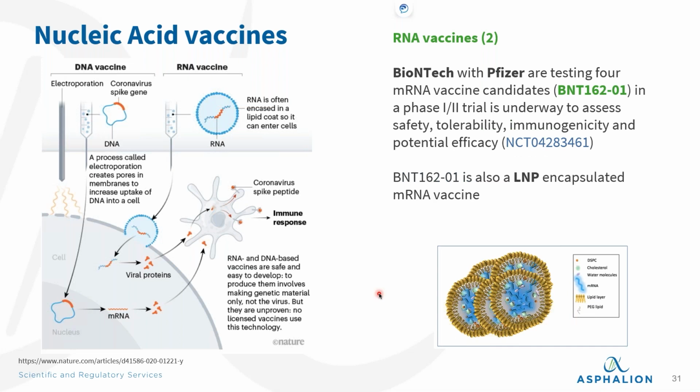The second RNA vaccine that's also received a lot of attention, which is being developed in Europe by a European company, is the mRNA vaccine BNT162. So BioNTech, the German company, in collaboration with Pfizer, are testing 4 of these mRNA vaccine candidates, and their phase 1 and 2 trial is currently underway to assess safety, tolerability, immunogenicity, and potential efficacy. And this is also a lipid nanoparticle encapsulated mRNA vaccine.